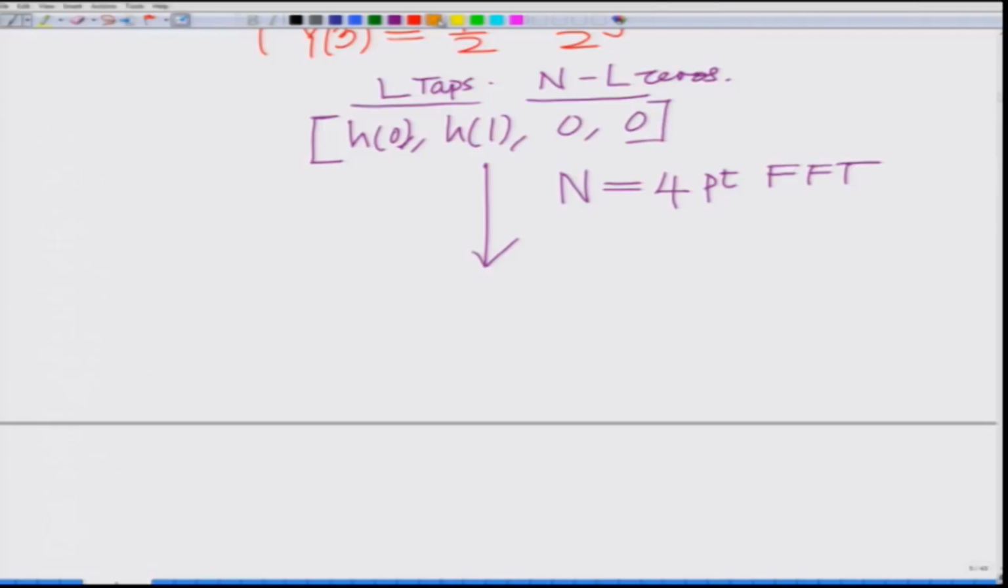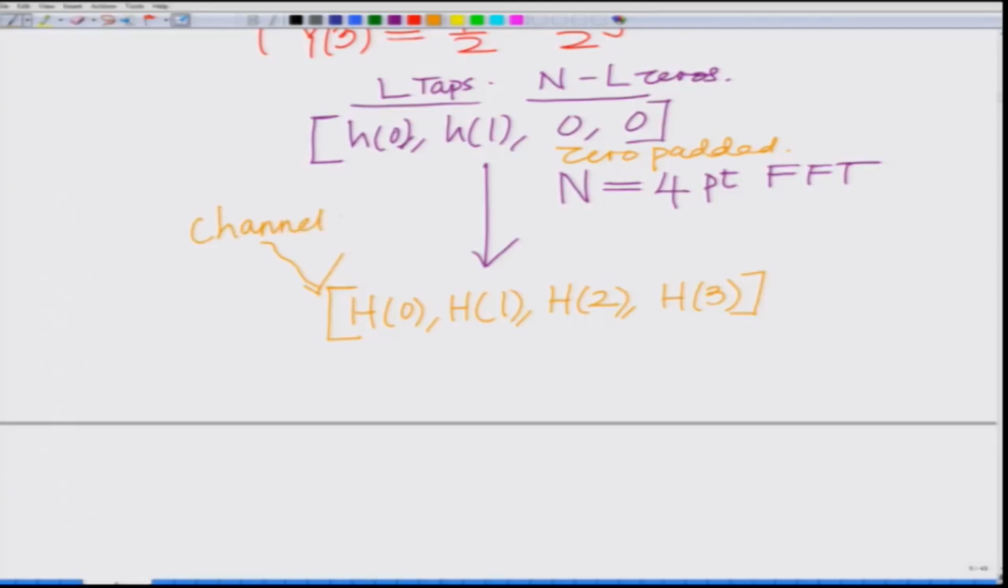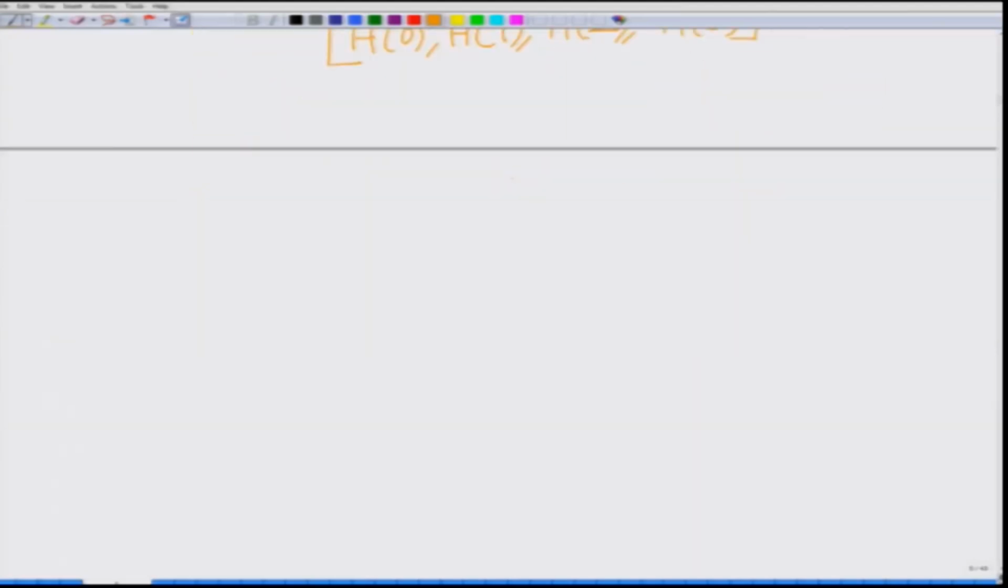FFT, and just to keep in mind that this is the 0 padded FFT, and what you get are the channel coefficients across the subcarriers. Now, how do we get this?